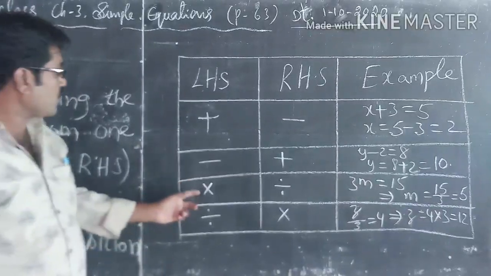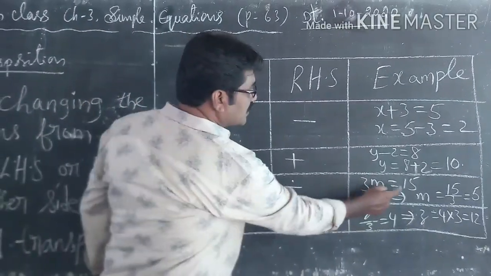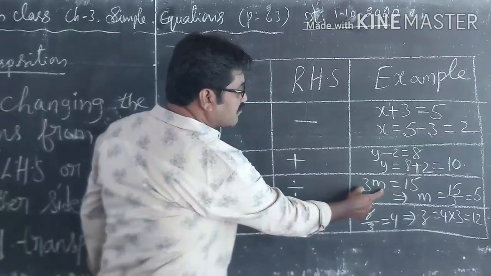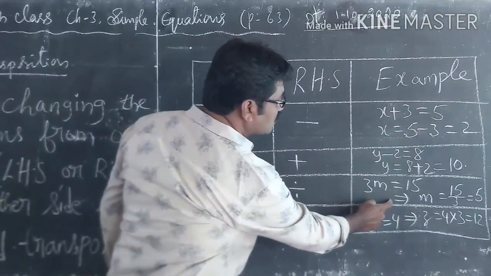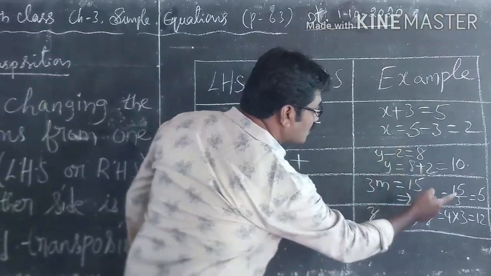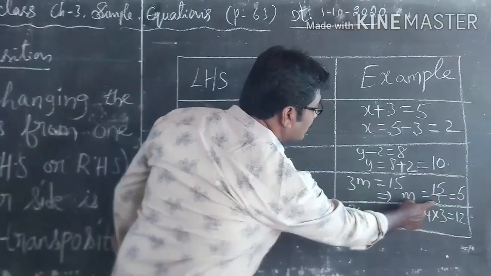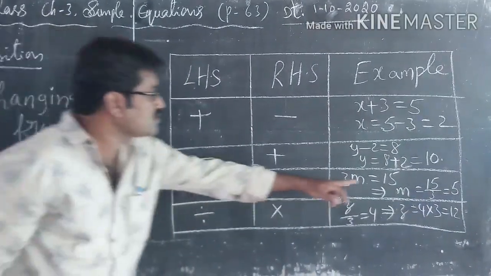Next, into goes to divided by. For example, 3m is equal to 15. Here 3m means 3 into m. m is equal to the right hand side as it is. Into goes to divided by, that is 15 divided by 3. 3 goes in 15 how many times? 5 times.